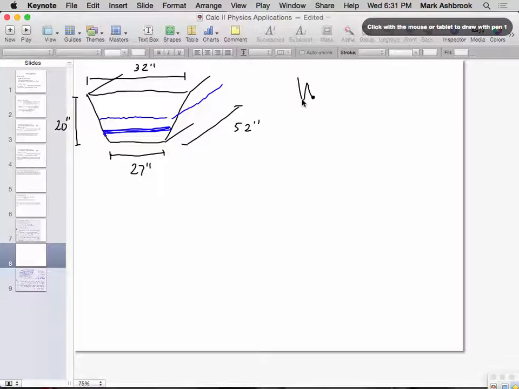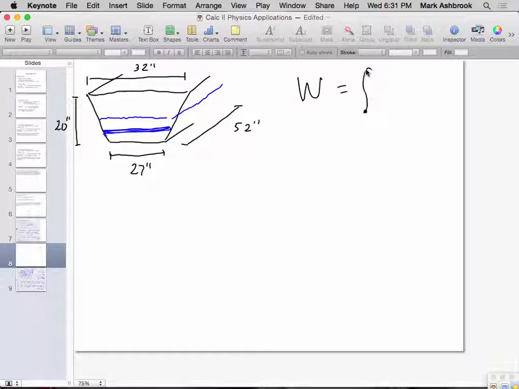Game plan. Total work equals? Sum of, so that force times distance. It's the sum of a little bit of work. Little bit of work is? That's our force times distance.